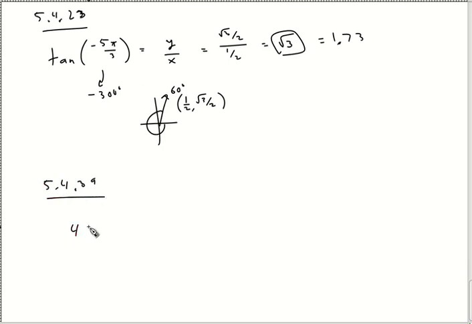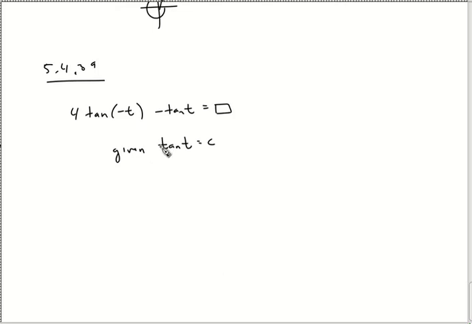Here's an interesting one. I've got 4 tangent of negative t minus tangent of t is equal to what? And this is a weird problem. It says, given that tangent of t is equal to c. What? Like, what's going on here? I'm going to do a little bit of crafty work here, and this is a silly problem, but that's why we're doing it, so that I don't leave anything out and you're confused. I don't want you confused.